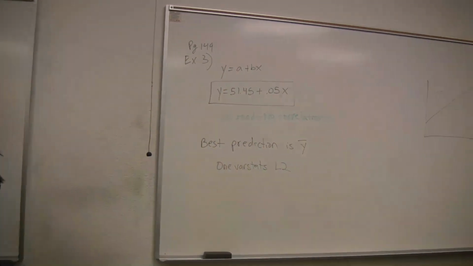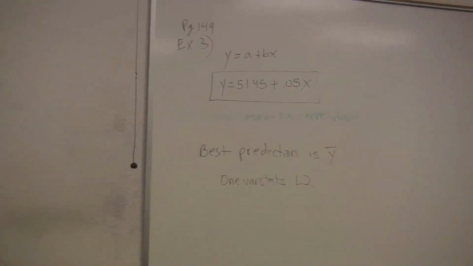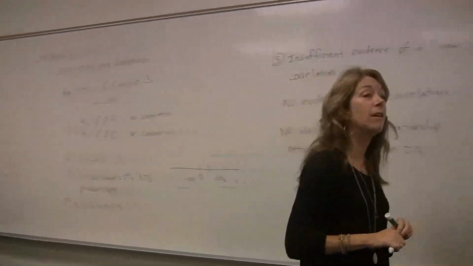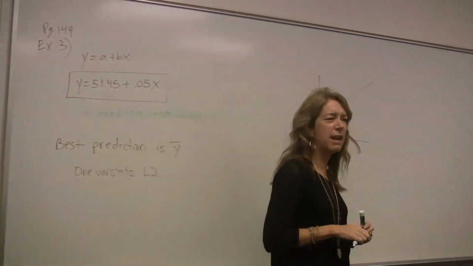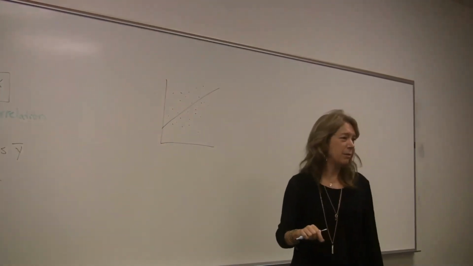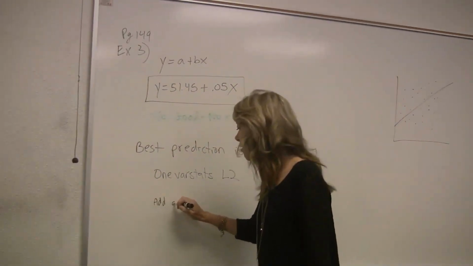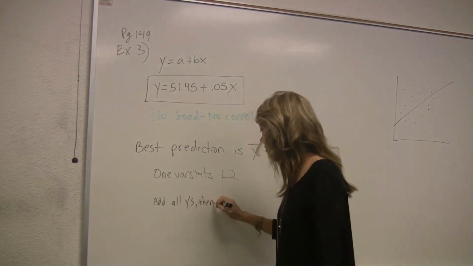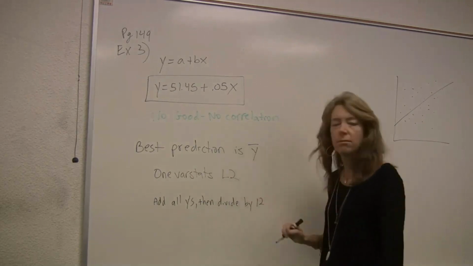What's another way that we could find y bar? Can't you just do it on the list? Say that again? No. Oh, okay. I like you thinking out loud though. That's good. How did you find averages before you met me? Can't you add them up and just divide? Yeah, we could add up all the y's and divide by how many we have. Add all y's, then divide by, how many do we have? Anybody count? 12. And divide by 12, because there's 12 of them.